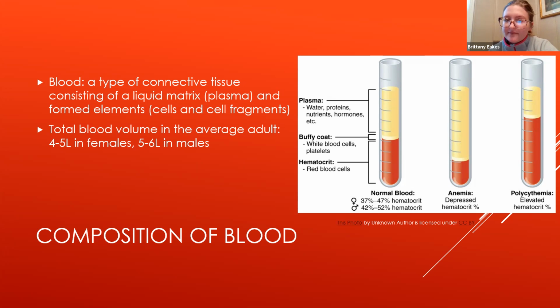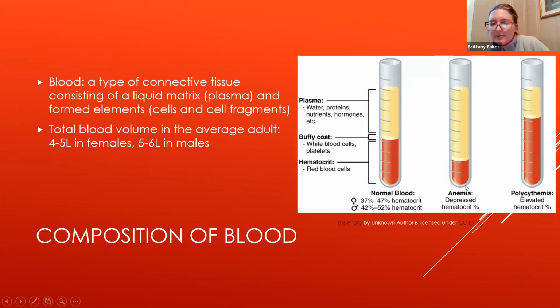So about half of it is plasma, which has hundreds of different things in it, but most importantly, water, proteins, nutrients, your hormones, and everything else. And plasma is this kind of clear liquid. There's this buffy coat in between the plasma and the red blood cells, which is this little white layer. It's very small, and those are your white blood cells and your platelets. And then at the bottom is your red blood cells. So as you can see, that's the normal blood.